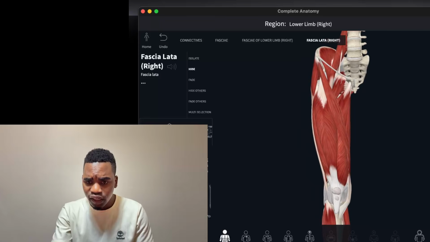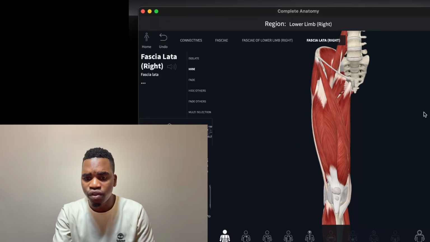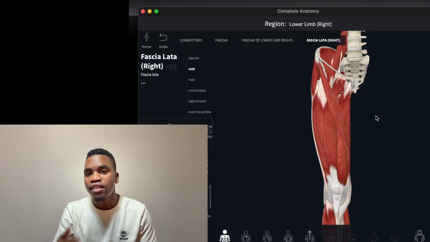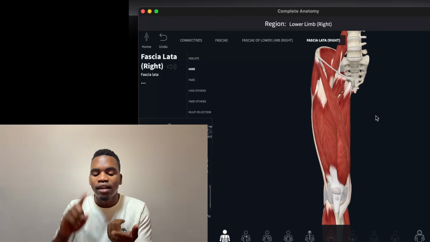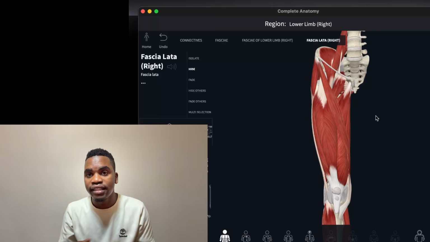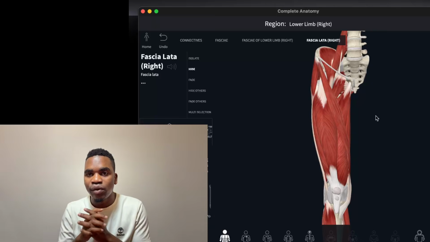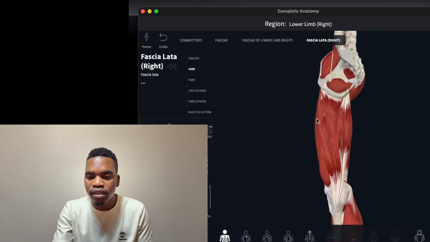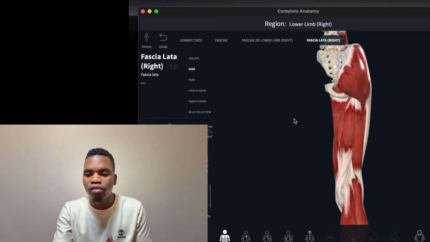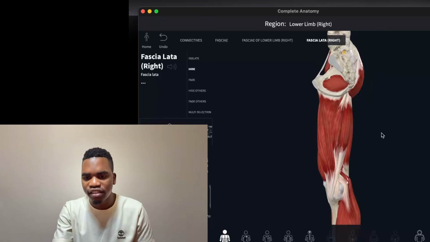Now, let me give you a simple rule to control the game, and then we're going to modify this rule as we move on, but you can write that down. The anterior compartment of the thigh is supplied by the femoral nerve. The femoral nerve supplies the muscles of the anterior compartment of the thigh, then the medial compartment is supplied by the obturator nerve, and the posterior compartment is supplied by the sciatic nerve.